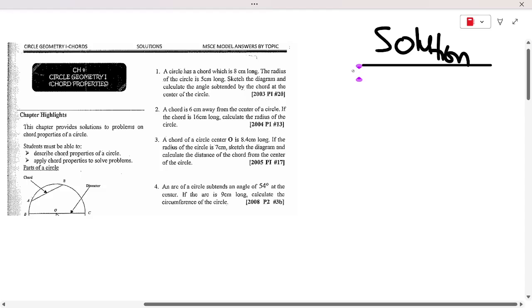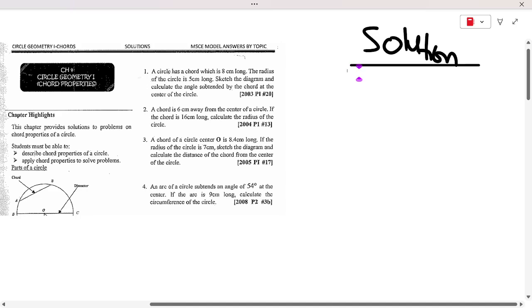Alright, so welcome. After we have covered the topic of chord properties, before we move on to the next topic, let us look at some examples of questions that are asked on this topic of chord properties. Most of the questions will be just sketching, and you'll be able to complete solving them. So let us look at question number one.